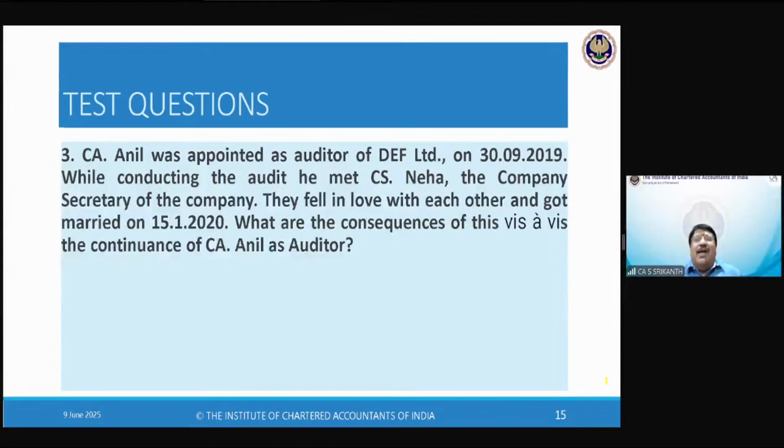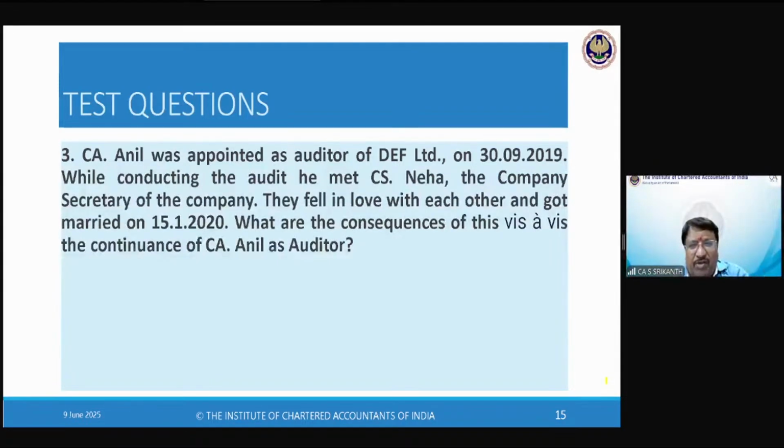What is the danger? On 15/1/2020, my God, Mr. Anil, what are the consequences of this vis-a-vis the continuance of Anil as auditor? I'm sure they should have thought about it before getting married. Yeah. Neha should have resigned. Then, no problem. But Neha will say, why should I resign? Because you are becoming auditor. You resign as auditor. So, even before marriage, they will divorce on account of this issue. Anyway, let us hope that Anil has sacrificed now.